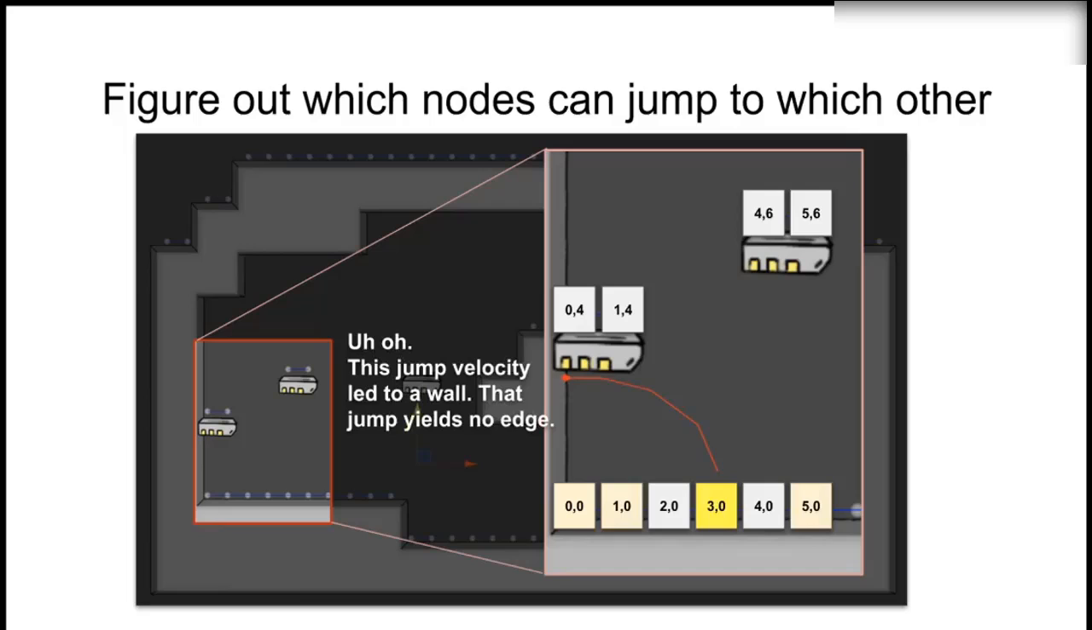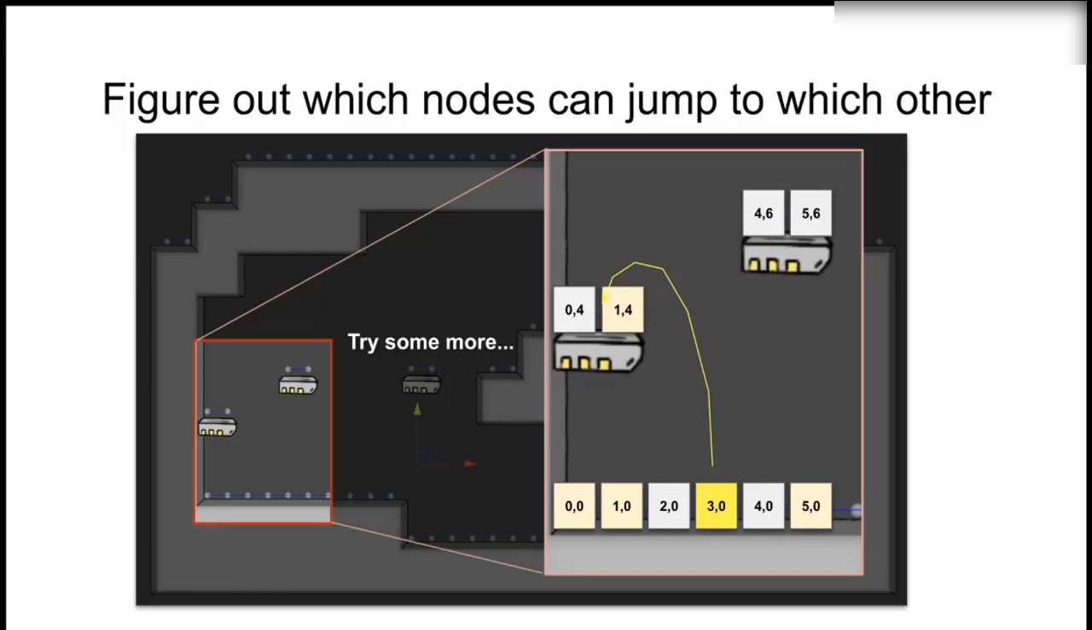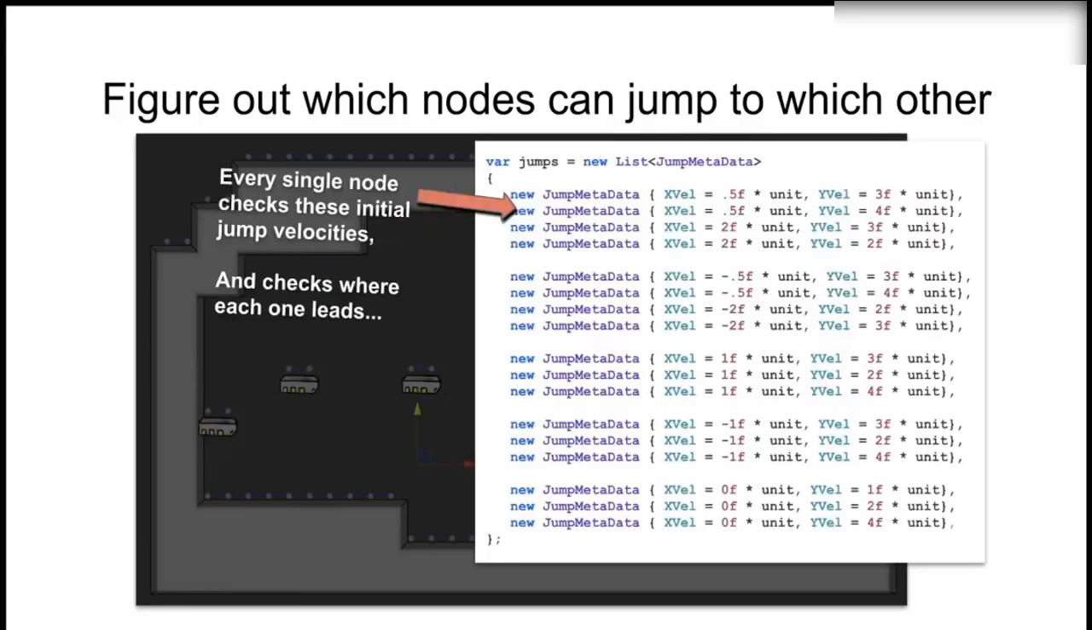And eventually it will hit one that doesn't work, and so it discards that jump velocity. And then it goes back to trying some other ones. And in fact, it tries quite a few. So every single node will run through all of these initial jump velocities. It's quite a bit of computation, but we only need to generate this nav mesh once when the level loads up, so it's not so bad.